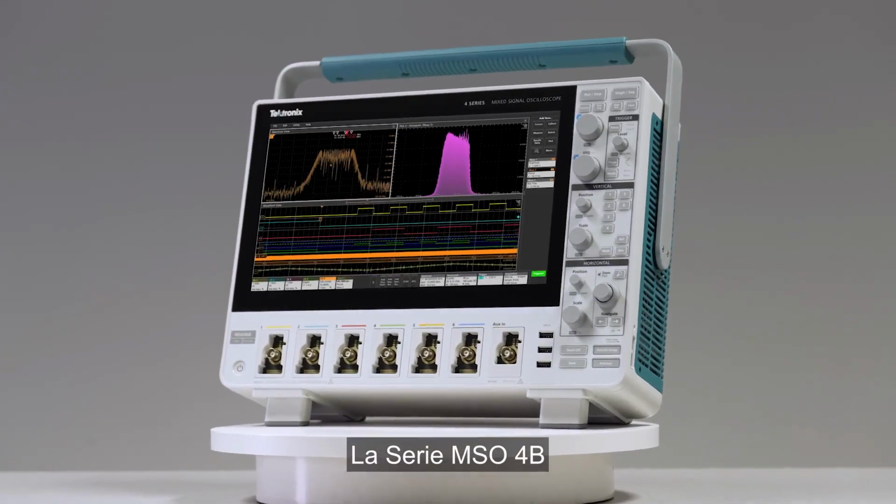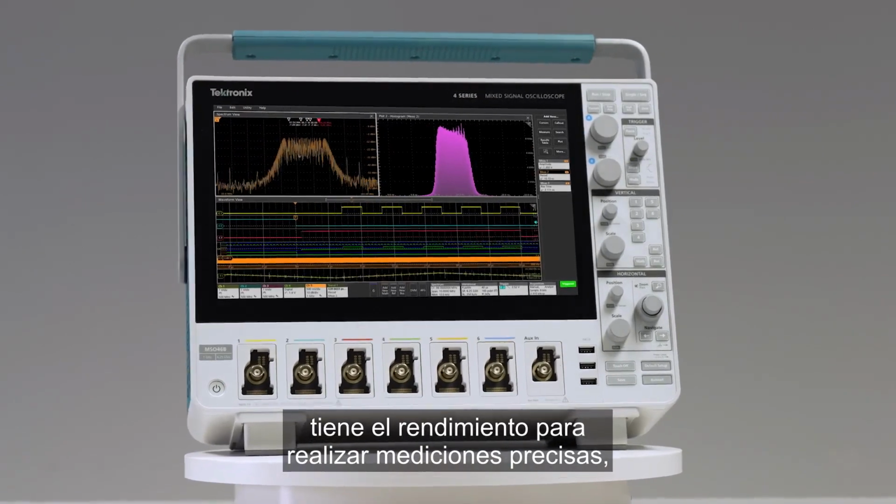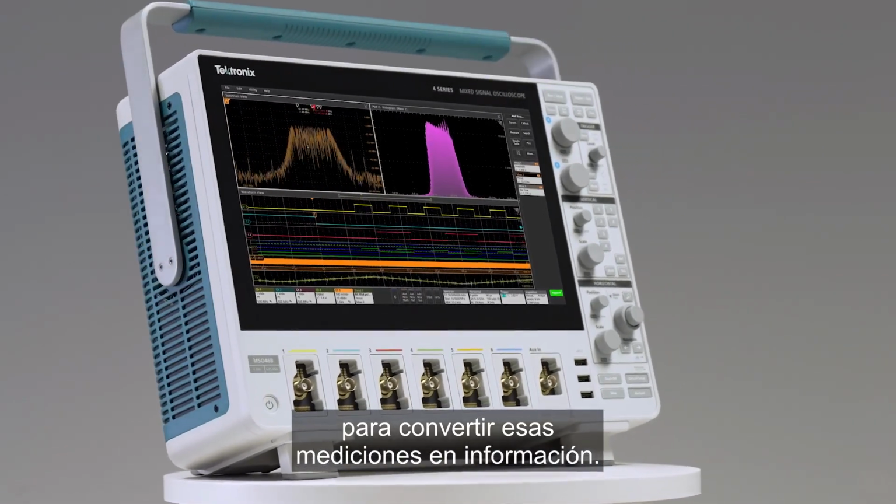The 4 Series B MSO has the performance to deliver accurate measurements and the analysis tools to turn those measurements into insights.